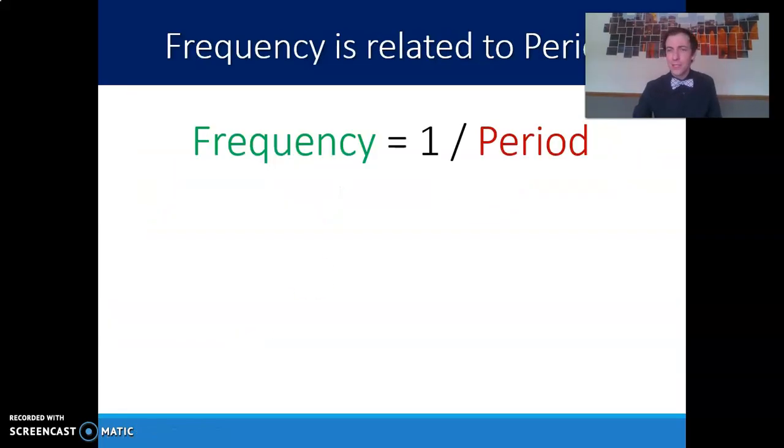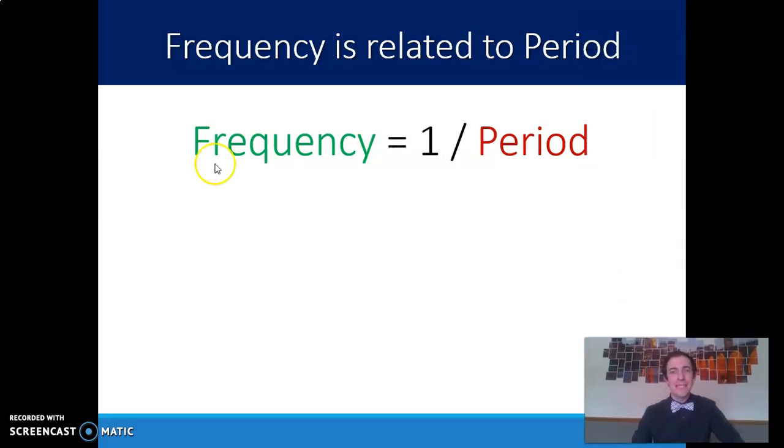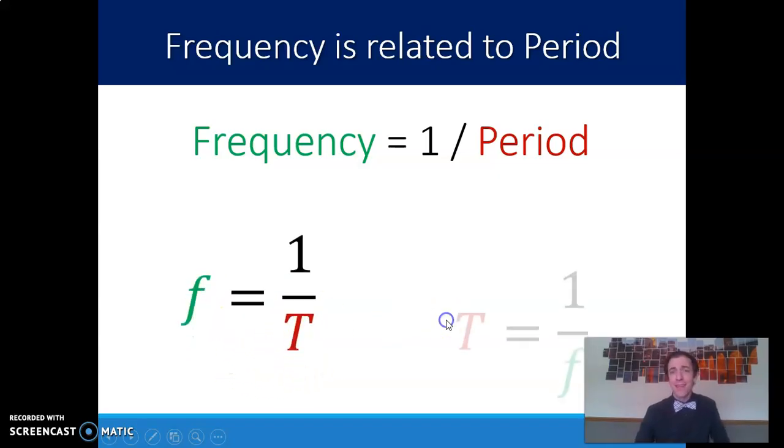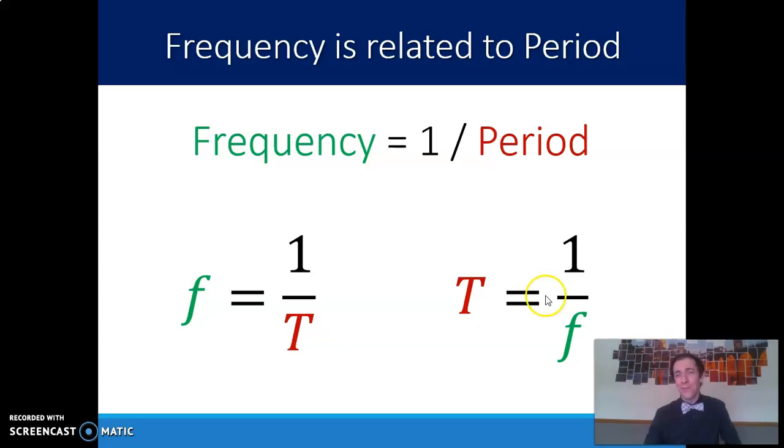These are related to each other by a very simple relationship. We say that the frequency is just the reciprocal or the inverse of the period. The way we write that mathematically is we say that the frequency is 1 divided by the period. In terms of symbols, we say that f is 1 divided by T, or we could rearrange this if we wanted to, multiply both sides by T and divide both sides by f, so we get T is just 1 over f. And both of these are just rewrites of the exact same relationship.